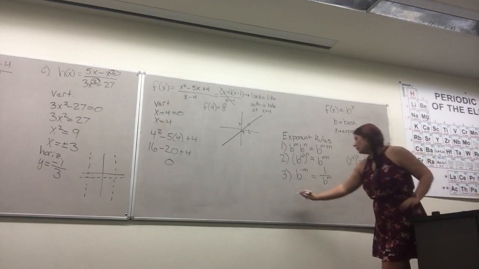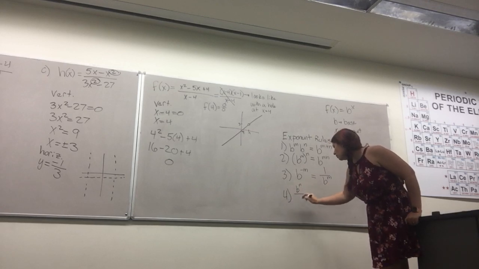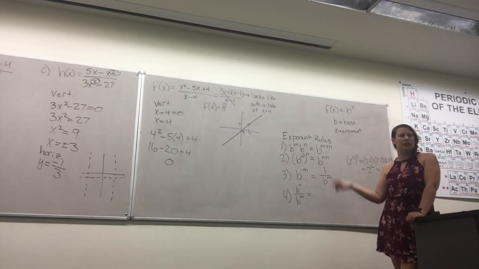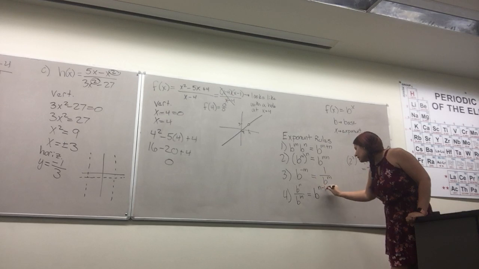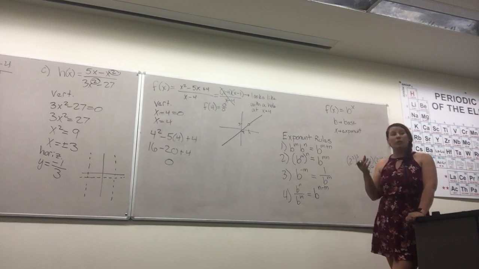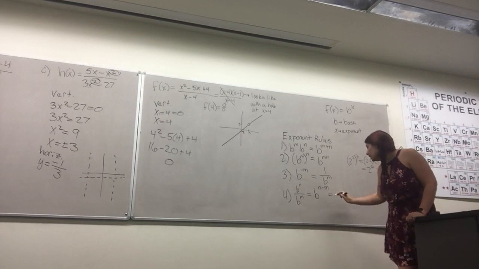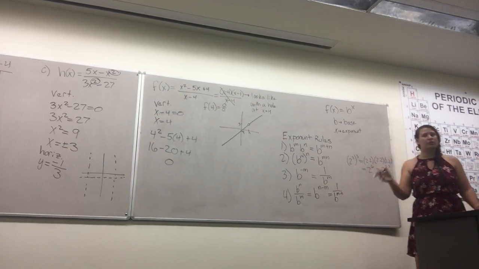Then, fourth property, if we have b to the n over b to the m, so we're dividing same base, what do we do with the exponents if we want to combine to the top? We subtract. So we have b to the n minus m. The other way we could do it, if we wanted to go to the bottom, would be 1 over b to the m minus n. Whichever one you move is the one you subtract.